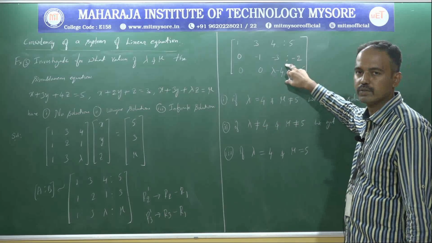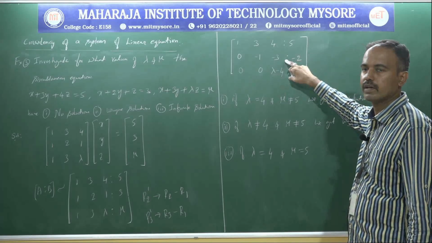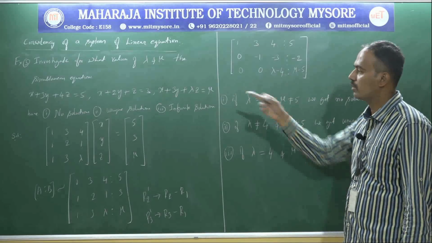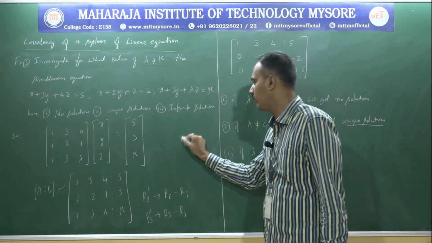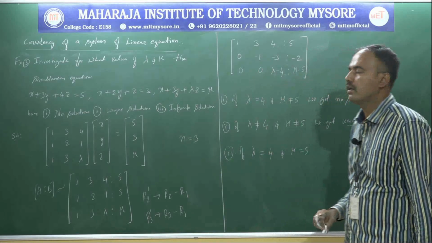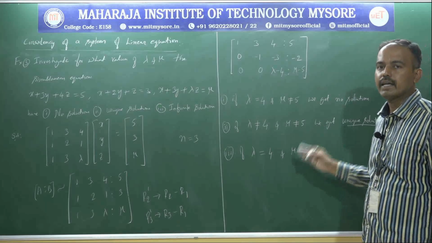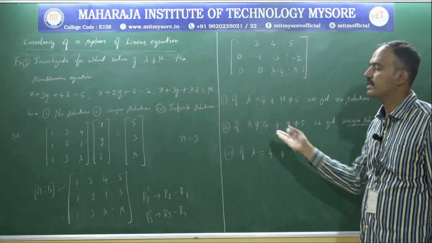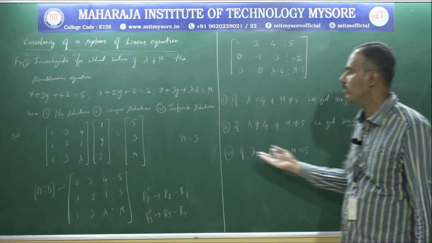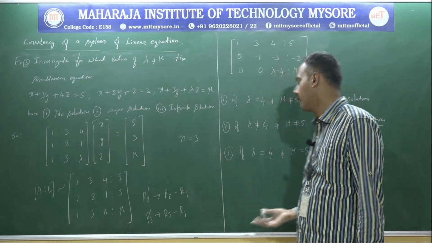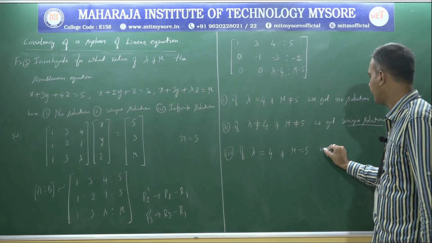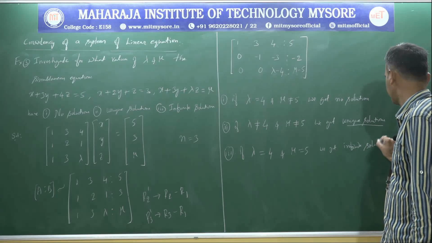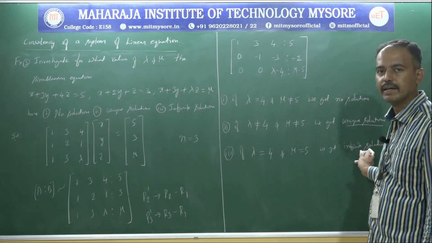Rank of the augmented matrix is 2, two non-zero rows. Rank of the coefficient matrix A, here also 2. Total number of unknowns, the n value here, 3 unknowns are available. Now the rank of the augmented matrix is equal to the rank of the coefficient matrix A, and it is less than n. The n value here is 3, less than n means we get infinite solutions. We get the infinite solutions here.